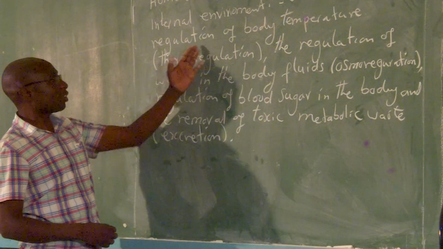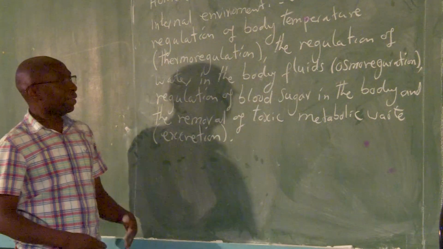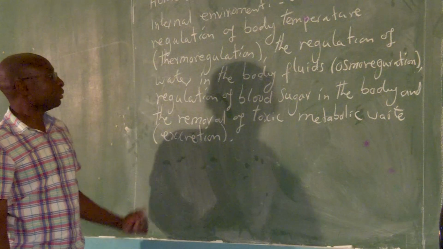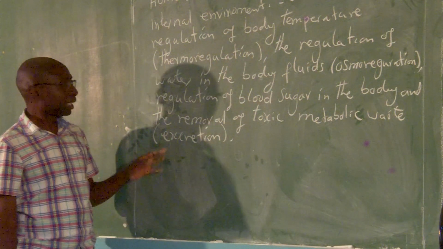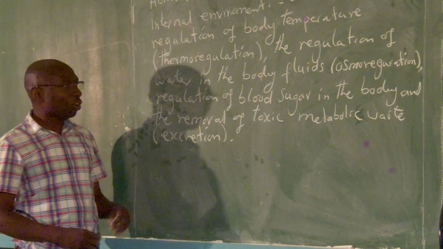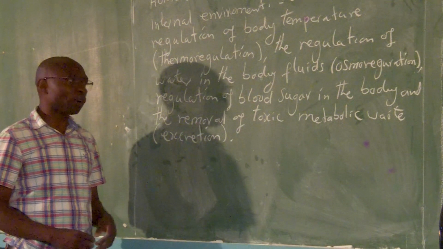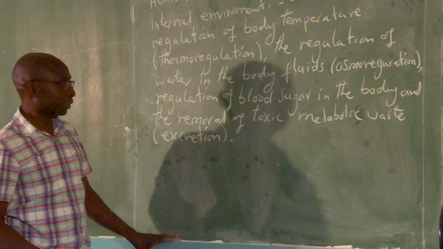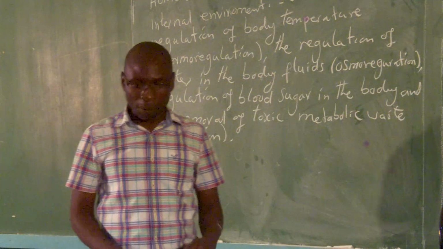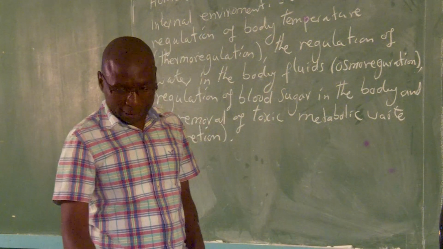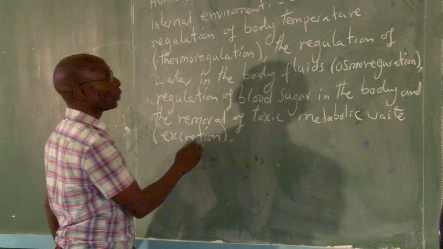We have said one involves the regulation of the body temperature, which is thermoregulation. The other one, the regulation of water in the body fluid, which is known as osmoregulation. Then the regulation of blood sugar in the body, and the removal of toxic metabolic waste, which is known as excretion. Now, from there, we look at thermoregulation. That's what we're going to look at first.